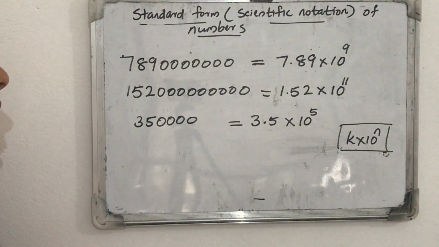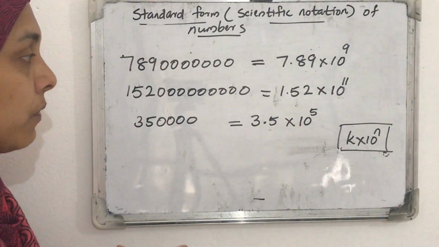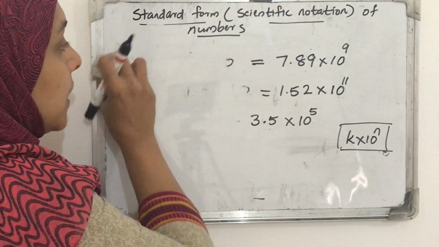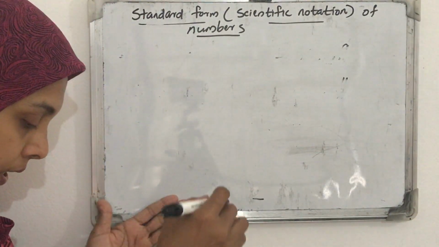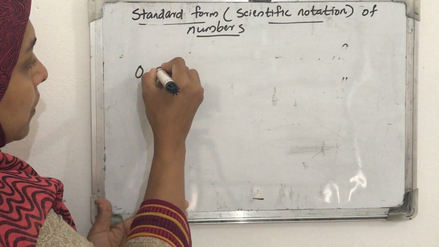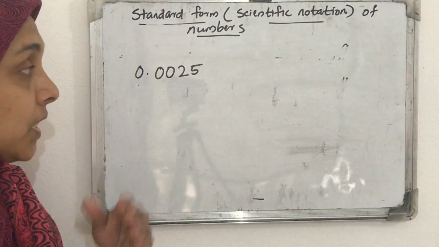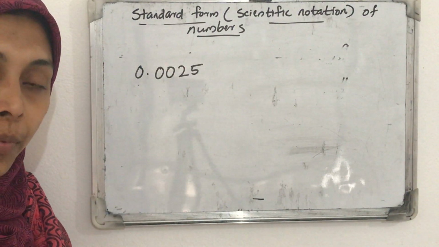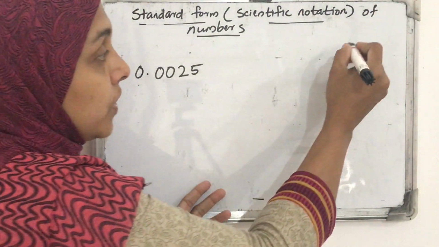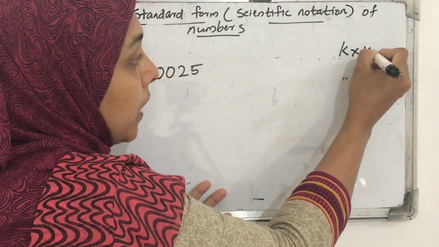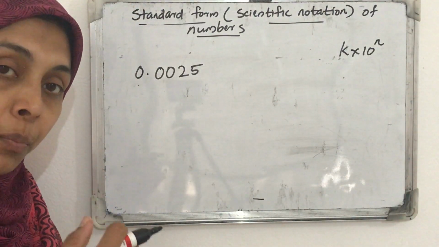Just like we write large numbers, very small numbers we can also express in the form of scientific notation. Just listen to one example. Here we can write the number 0.00025. This is a small number. This also we want to express in scientific notation. In this case also we want to express this number in which form? k into 10 raised to n. k should be a number between 1 and 10, and it may be 1 also.